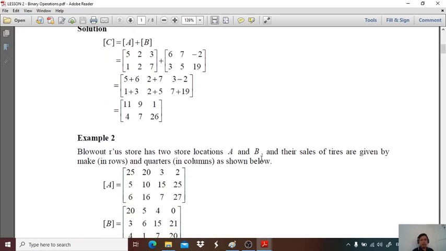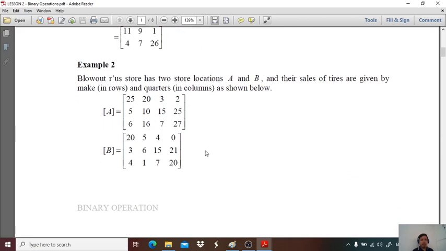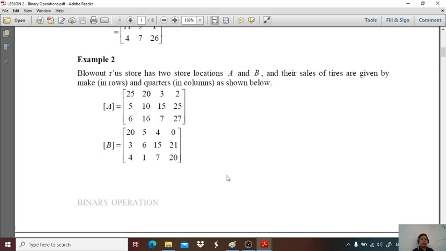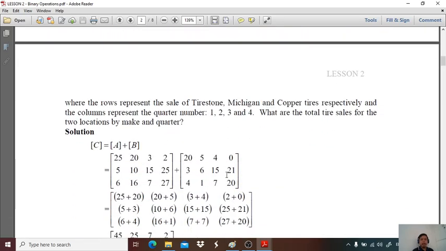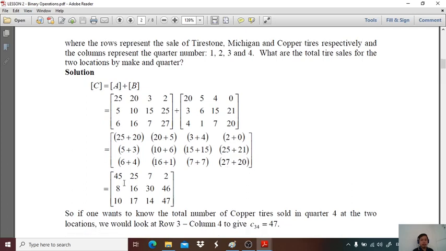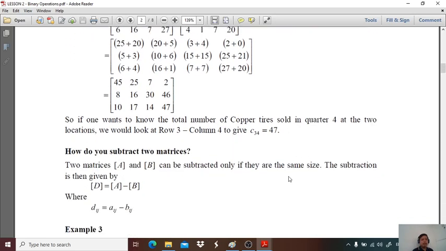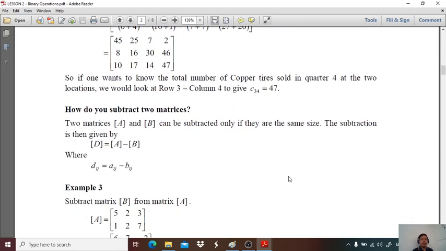This is another example. 3 by 4 plus 3 by 4, so the resulting matrix is also a 3 by 4. So we add simultaneously each entry in the same position, the same column and row. Okay. So next, how do you subtract two matrices?